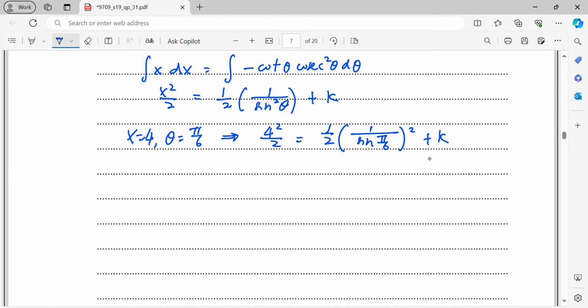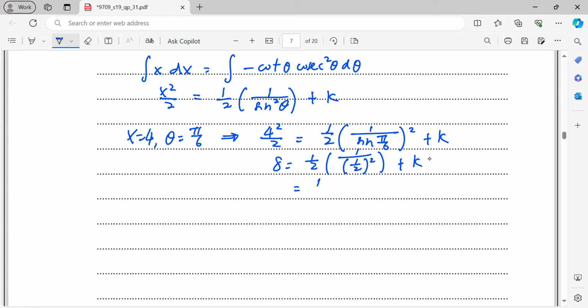Okay, so for the left hand side, 4 squared over 2 is basically 8. Then half, right? So sine pi over 6 is basically sine 30. Sine 30 is half. So 1 over half. You square it. Then plus k. So 1 over 1 divided by half is basically 1 divided by 1 over 4.